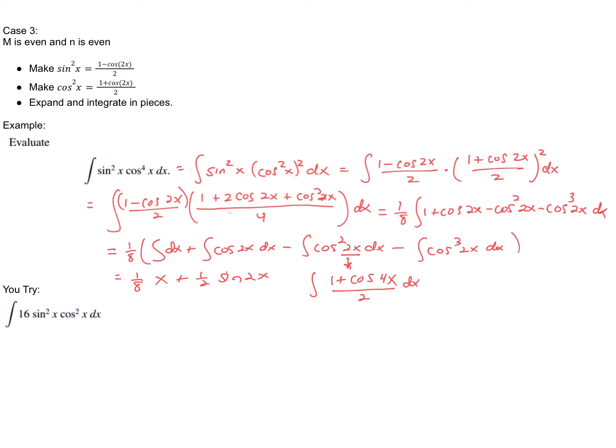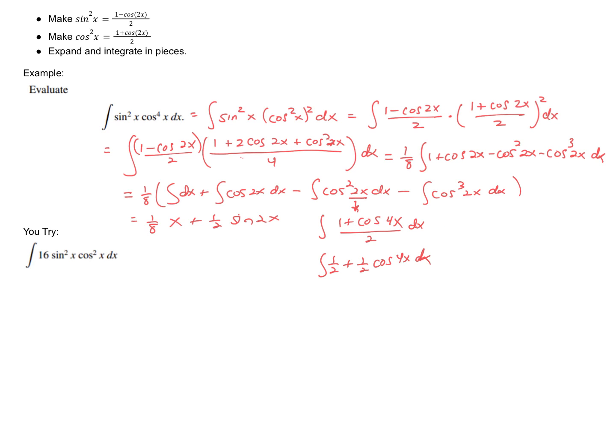So let's just focus on this one while we're here. We can then split it up into an integral of a half plus a half cosine of 4x. And the integral of a half is a half x. And the integral of a half cosine of 4x is 1/8 sine 4x, because don't forget that you have to divide by the chain rule.